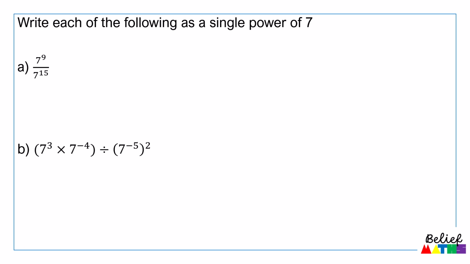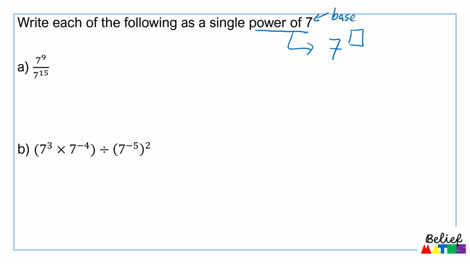Now the next questions ask us to write each of the following as a single power of 7. Now this idea of a power of 7, what that means is we should finish with 7 to the power of something. Power of 5 means 5 to the power of something. Power of 9 means 9 to the power of something. So when you see a power of something, that base number is what that 7 tells us. So in this case, the base is going to be 7.